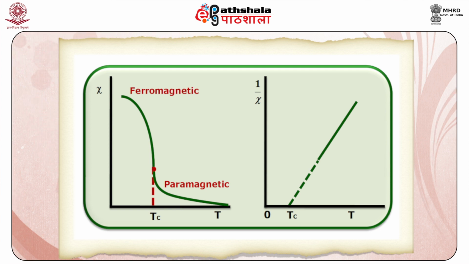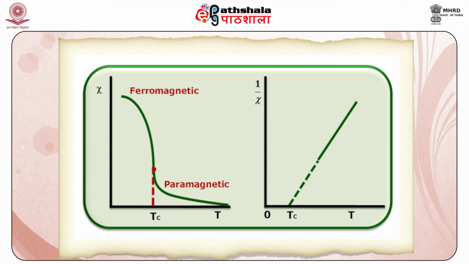For ferromagnetic substances, theta is positive. It means theta is greater than 0. Whereas for antiferromagnetic substances, theta is negative. It means theta is lower than 0. The magnitude and sign of theta can be obtained from a plot of 1/chi versus T. Theta is replaced by the term Tc, the Curie temperature, for ferromagnetic substances.